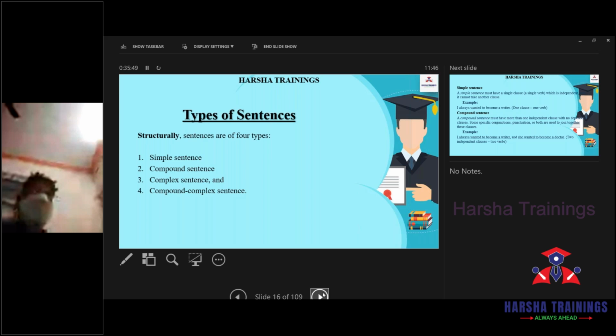Okay, you're writing down. So there are four types of sentences: simple sentence, compound sentence, complex sentence, and compound complex sentence. Shall I go to the next slide? Finished writing? Yes? Okay.